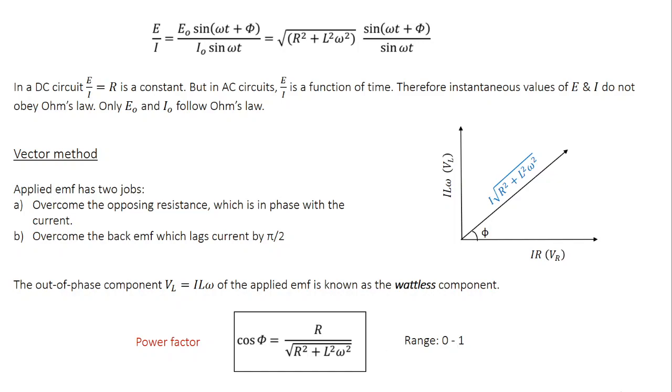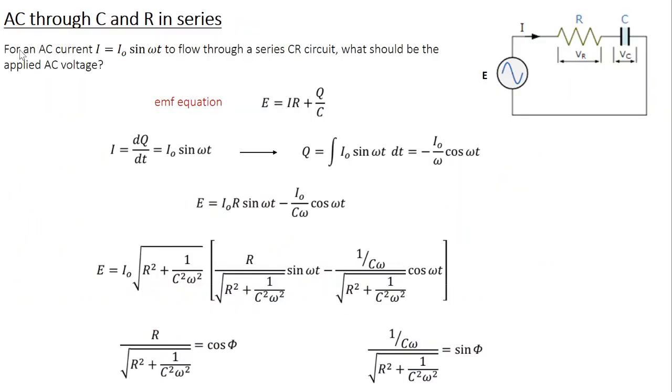In the same way, we will quickly analyze the AC flow through a CR circuit, where a capacitor of capacitance C is connected in series to an ohmic resistor of resistance R. Here also we will try to answer the converse question. For an AC current I equal to I naught sine omega t to flow through a series CR circuit, what should be the applied AC voltage? So we know the value of the current. We want to find out the value of the applied voltage.